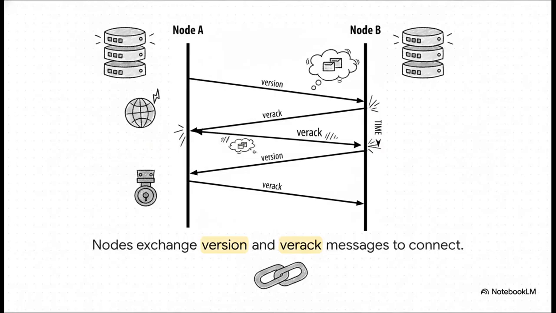Okay, so once your node has an IP address, it basically knocks on the door and initiates a handshake. First, Node A sends a version message describing itself, stuff like its software version, its current block height, and protocol. Node B receives that and replies with a VERACK, which is just shorthand for version acknowledgement. Then Node B turns around and sends its own version message, and Node A replies with a VERACK. And it's only after this incredibly polite little introduction is complete that normal operation actually begins.